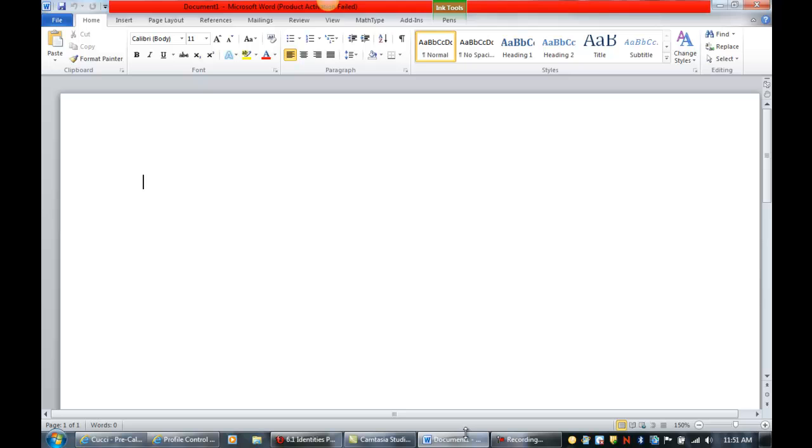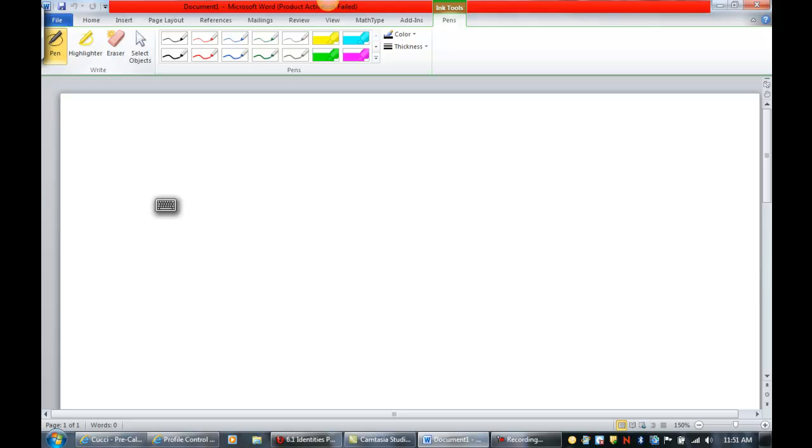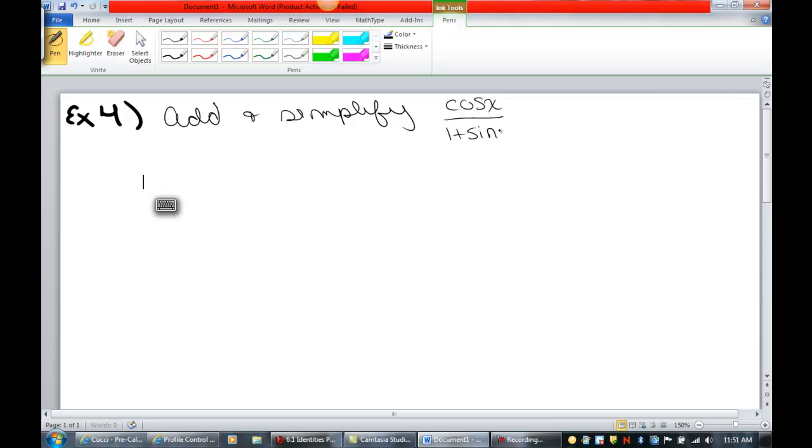We left off on example 3, and we're going to pick up on example 4. So make sure you have your notebooks out as you are taking your own notes today. Okay. So example 4 says to add and simplify. Okay, we're going to add and simplify cosine x over 1 plus sine x plus tangent x.